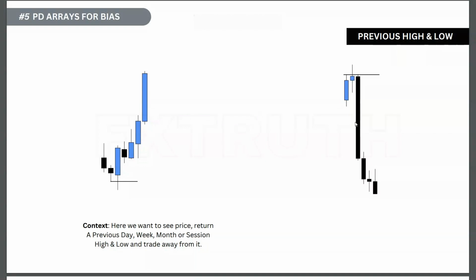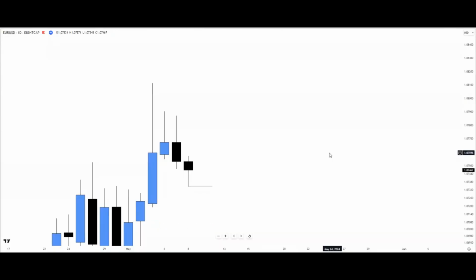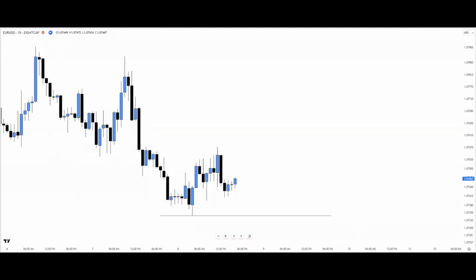So here we want to see price return to a previous day, previous week, previous month or a previous session high or low and trade away from it. So let's see examples on the chart. So here's a previous day low on the Euro USD. So in this case, we drop down to the 1 hour. I want to see how price trades into this particular previous day low and trade away from it. So let's see what price does.